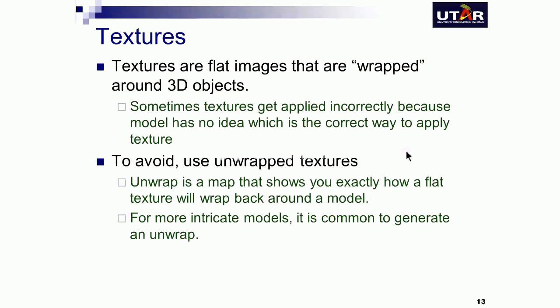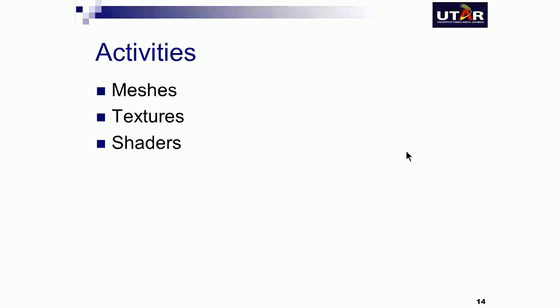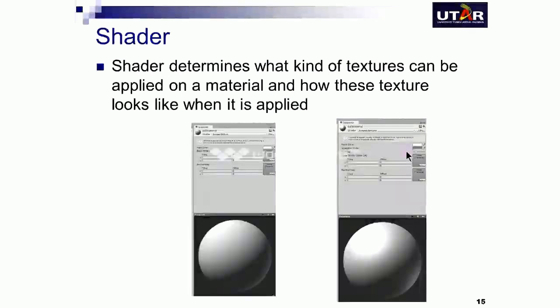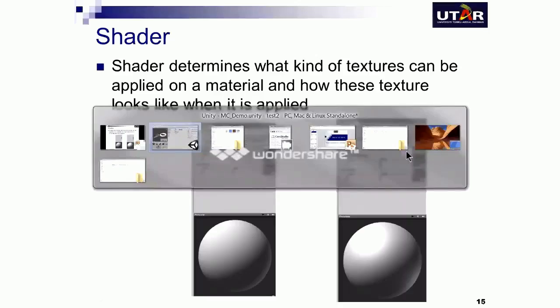An unwrap is a map that shows exactly how a flat texture, you can think of a texture as a piece of cloth, is going to wrap around a three-dimensional model. So for very intricate models, just like the robot car that we saw earlier, it's important to be able to generate an unwrap. We're going to take a look at an unwrap again, but let's go on to see first what a shader is, and then we'll demonstrate that in collaboration with a texture. Now, a shader basically determines what kind of textures can be applied on a material and how the texture looks when it is applied.